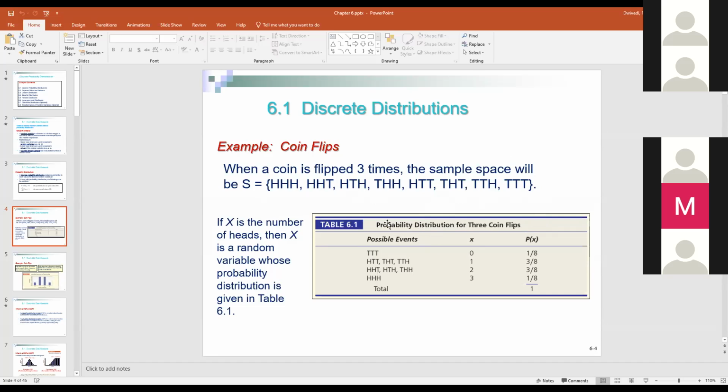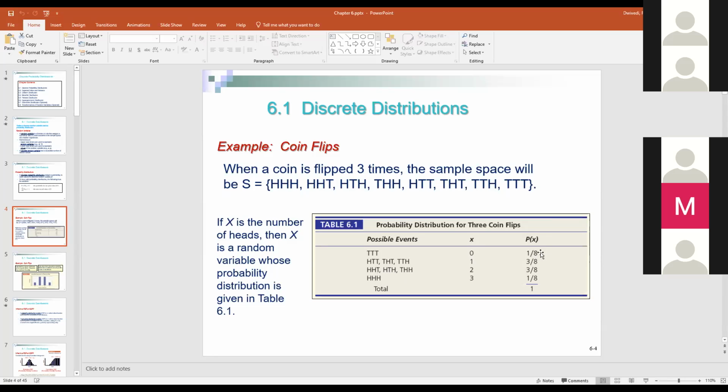If you flip 3 coins, what is the probability of having 0 heads? Here, only this event will have no head, which is 0. In this case, at least 1 head. In this case, at least 2 heads. In this case, all 3 are heads. So these are, for example, the X values. What is the probability here? 1 event where there will be no head.